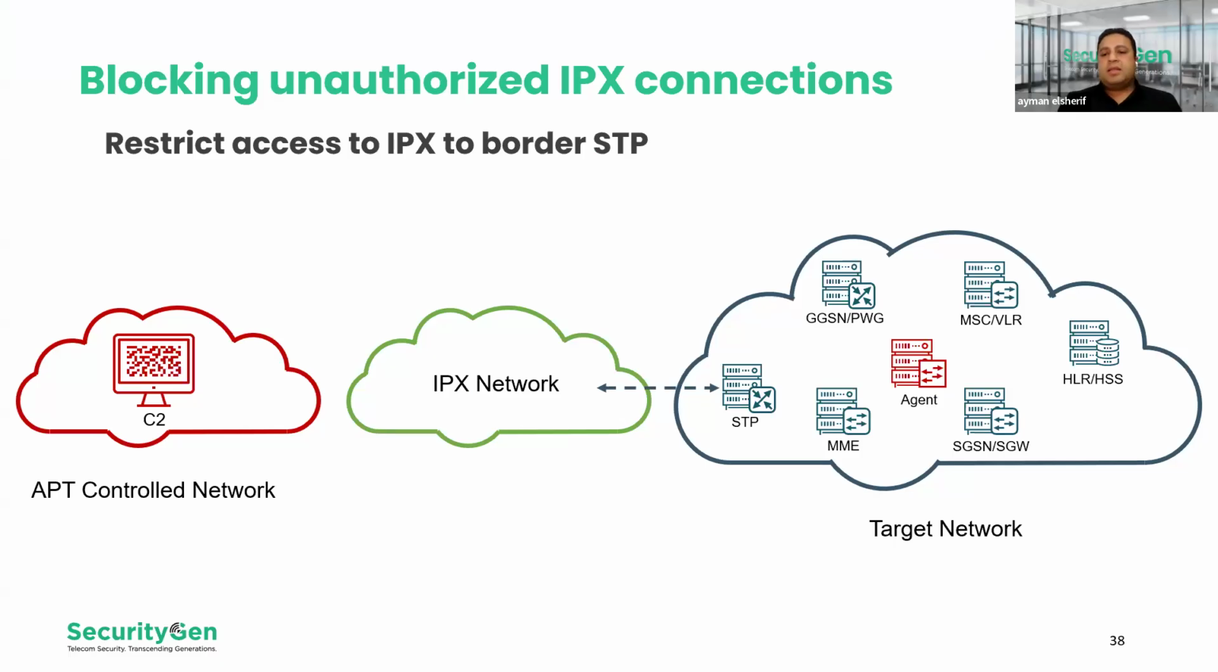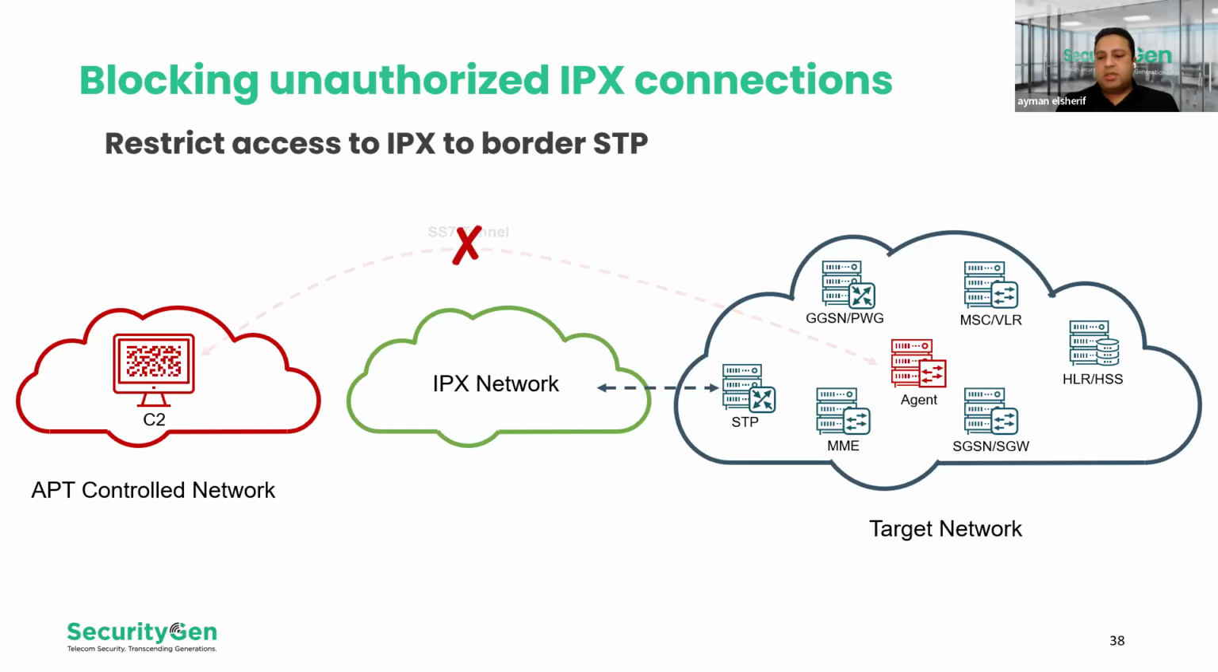Well, to tunnel data, an attacker needs a path to the C2 server. An attacker may attempt a direct SIGTRAN or SS7 connection over IPX and address the C2 server by IP address directly. Therefore, it's critical to restrict the traffic at the IP network edge to only your border STPs and authorized IPX providers only.